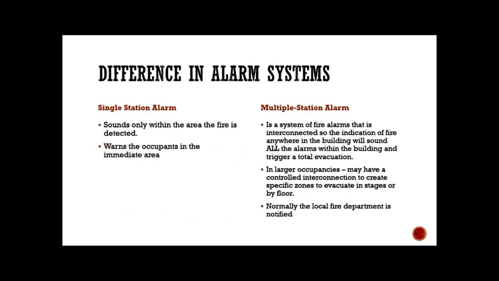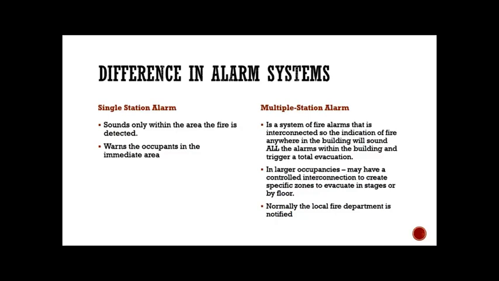So there are differences in alarm systems and how they may be put in. Now, all of this is based on your occupancy classification. You may have a single station alarm. That means the alarm sounds only within the area where the fire is located. It warns the occupants in the immediate area. Or you may have a multiple station alarm.